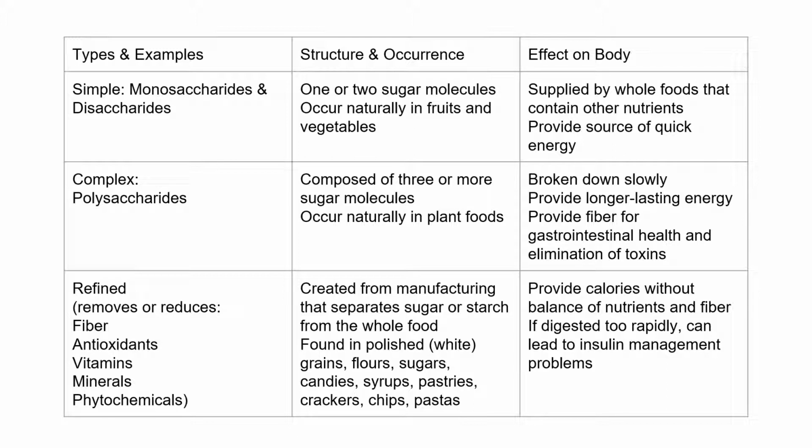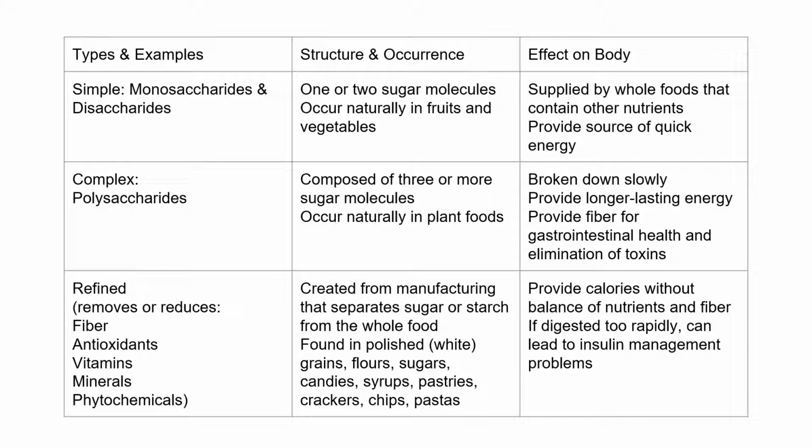So the structure and occurrence of refined carbohydrates. Refined carbohydrates are not naturally occurring. They only occur due to manufacturing processes that humans impose onto them. And so when we do that, we separate sugar or in some cases the starch or the fiber from the whole food that originally was. We see this primarily with grains. We first do a lot of refining, pulling the fiber, the antioxidants, the vitamins and minerals out, and then we mill into flours.